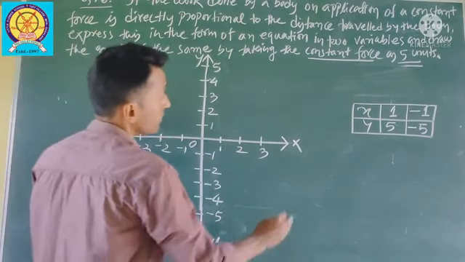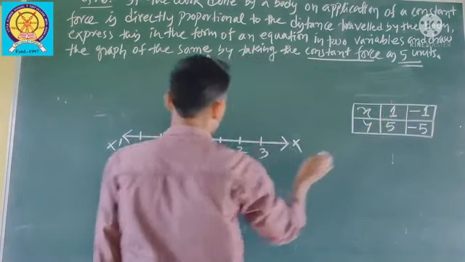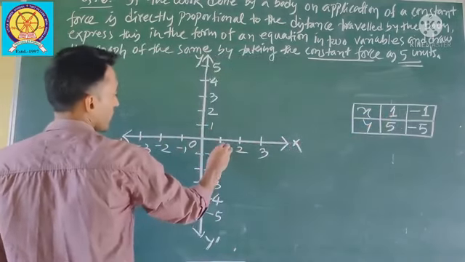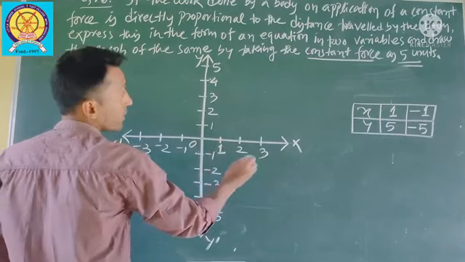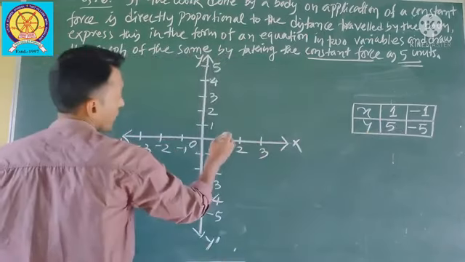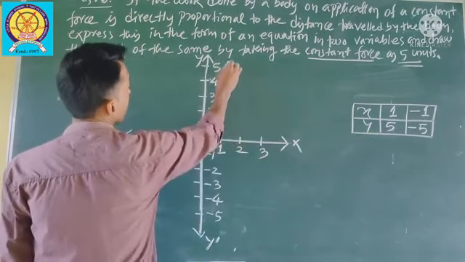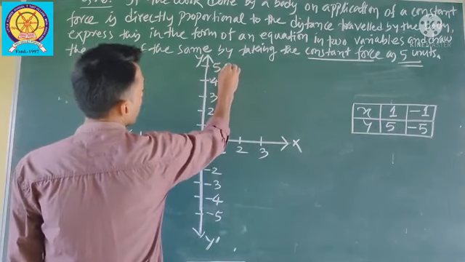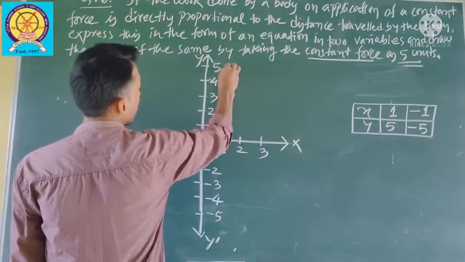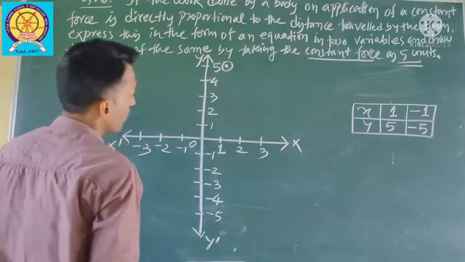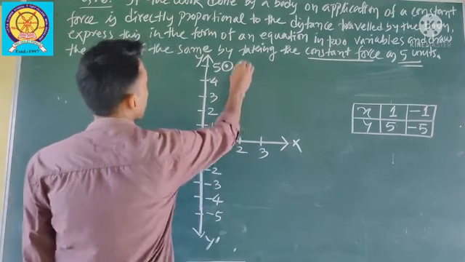Now we'll plot this. You see, on the x axis, 1 is here. This is 1. Y is 5. X is 1, y is 5. This one. So this is your point, 1, 5.